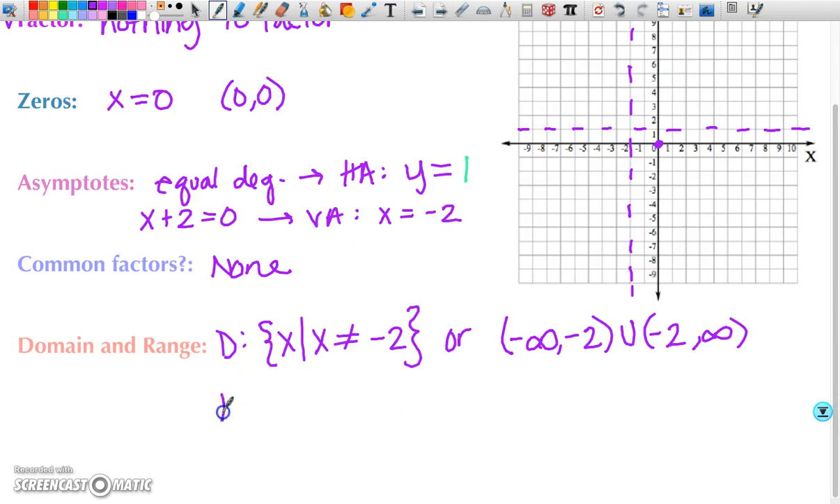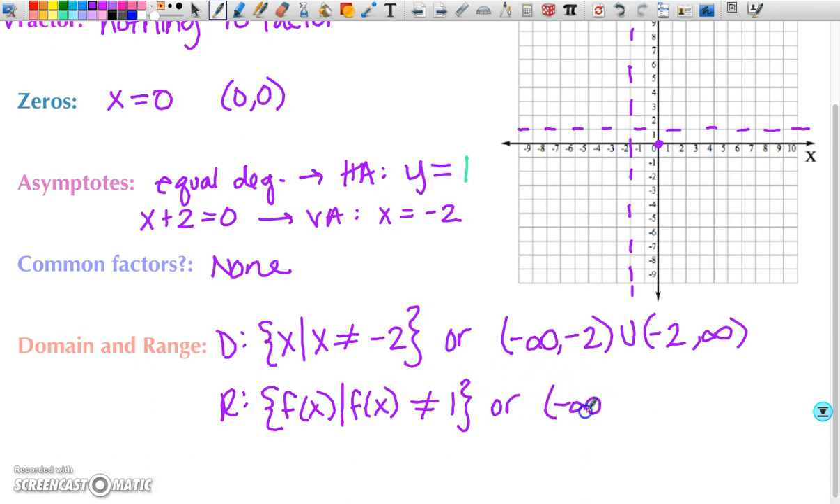If we are going on to our range now, that's working with our horizontal asymptote. So I'm going to start with the fact that this problem was an f of x problem. So f of x such that f of x does not equal positive 1, or negative infinity to 1, union 1 to infinity.